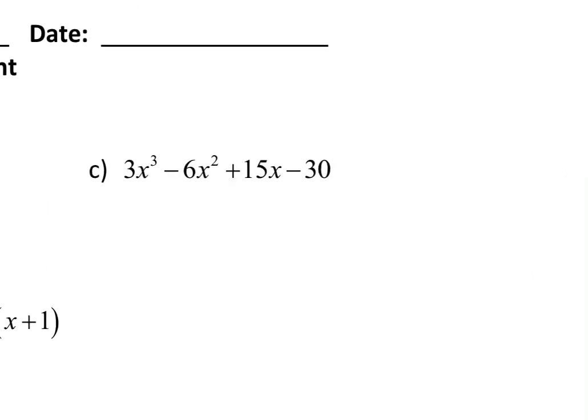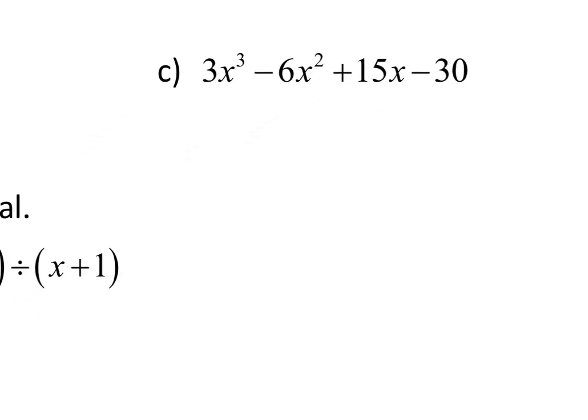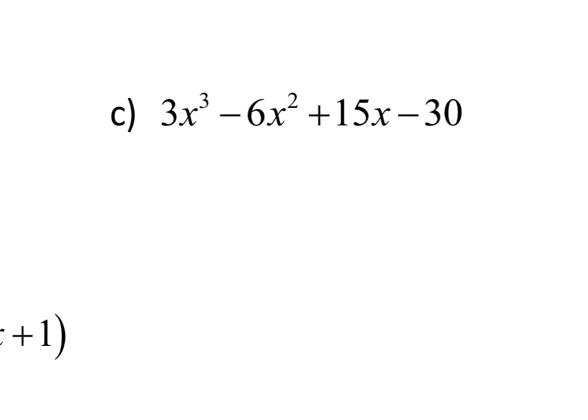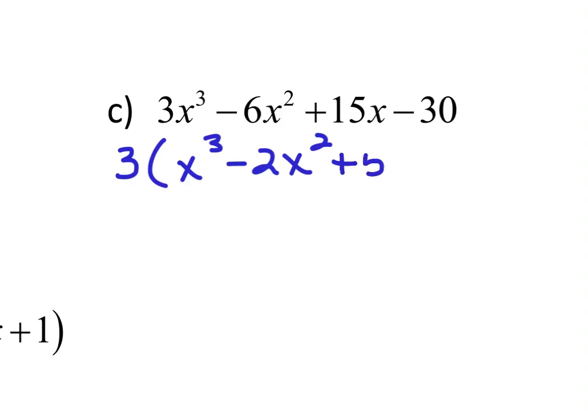And then in letter C, when you see 4 terms, you know that you're going to do grouping. But I also see that I've got a GCF. I think I have space to work this out right here. So I'm going to take out the 3 that is the GCF right off the bat. That leaves me with x cubed minus 2x squared plus 5x and minus 10. And then remember that you have to keep that 3.